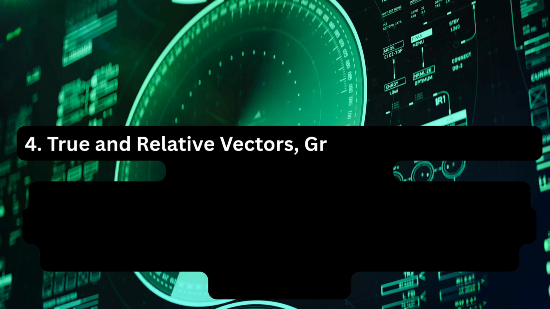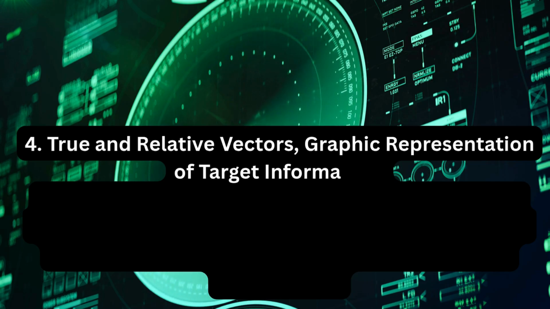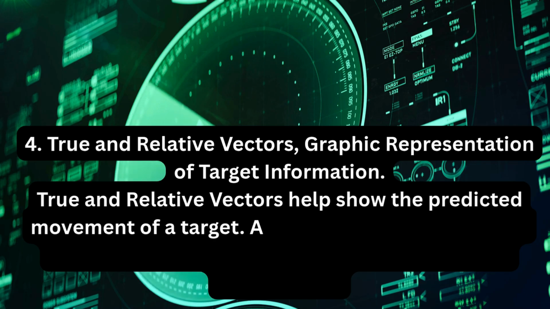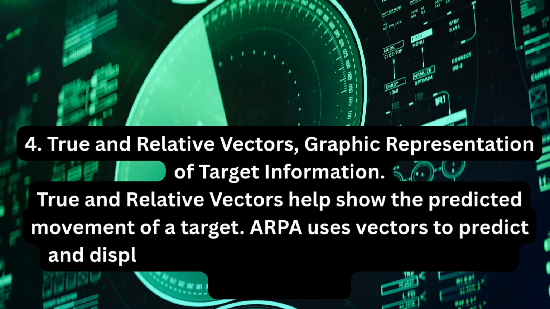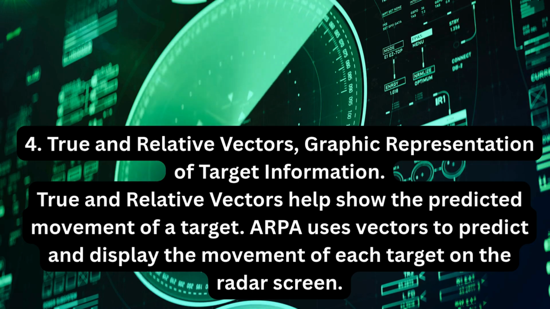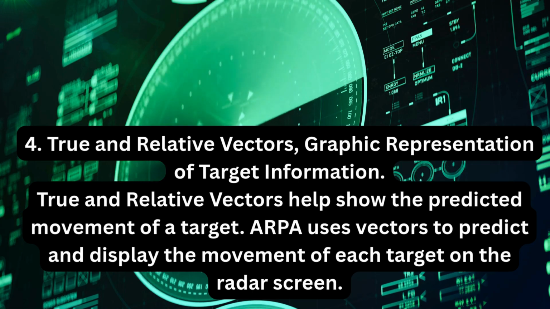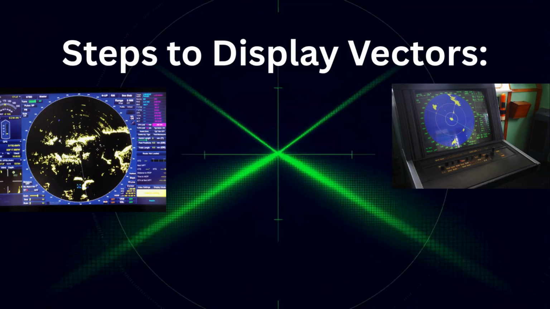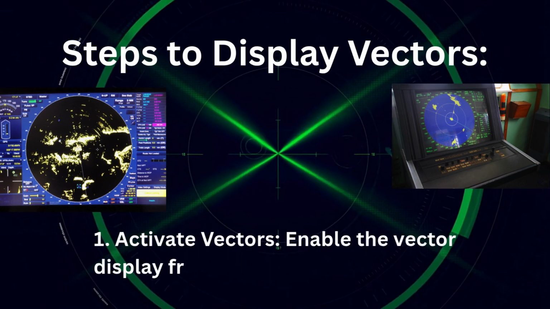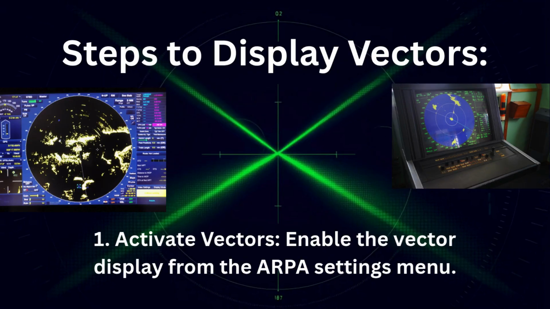4. True and relative vectors. Graphic representation of target information. True and relative vectors help show the predicted movement of a target. ARPA uses vectors to predict and display the movement of each target on the radar screen. Steps to display vectors. 1. Activate vectors. Enable the vector display from the ARPA settings menu.